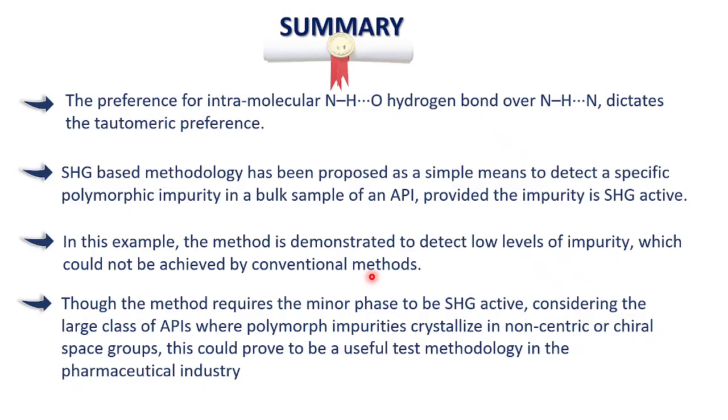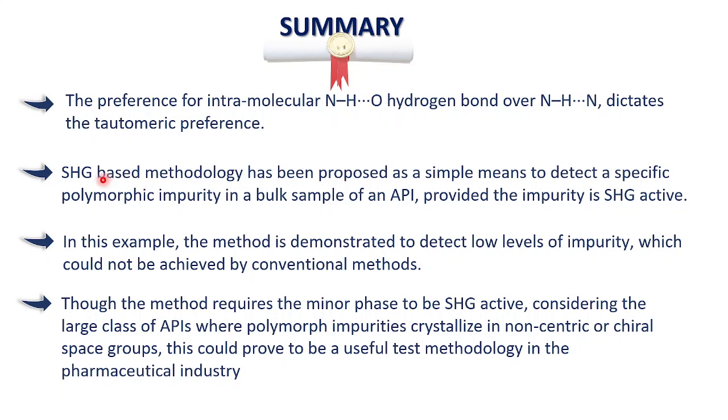And the summary of what we have discussed so far: first, we discussed the two tautomers in the phenobam molecule, and the preference of the intramolecular hydrogen bond over the NHN in deciding the tautomeric preference. Which tautomer is preferred? Tautomer 2. Why? It has an intramolecular NHO hydrogen bond.